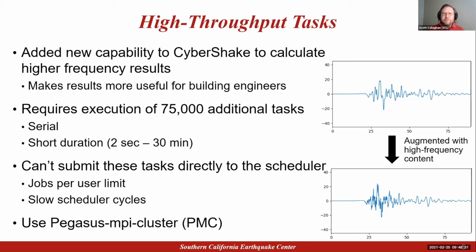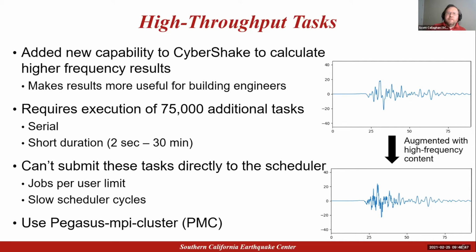Computationally, what's required to do this is the execution of about 75,000 more tasks. And so these tasks are serial, and they're pretty short in duration. The shortest ones are just a couple of seconds. The longest ones are maybe half an hour. So how do we run these quickly?